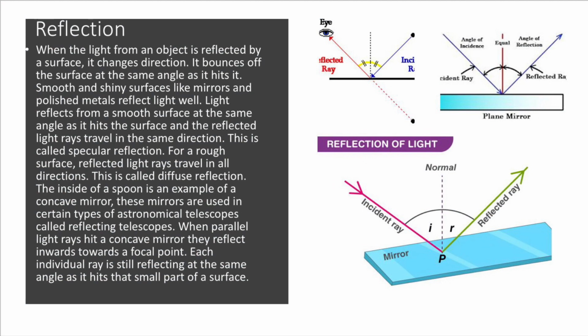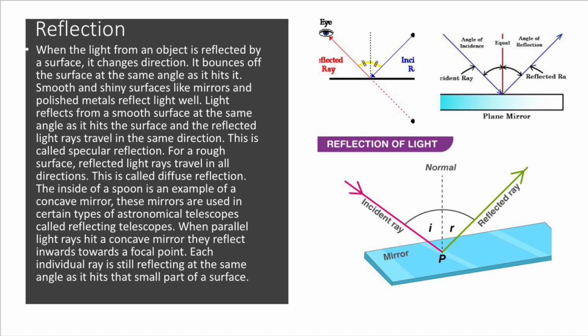Reflection. When the light from an object is reflected by a surface, it changes direction. It bounces off the surface at the same angle as it hits it. Smooth and shiny surfaces, like mirrors and polished metals, reflect light well. Light reflects from a smooth surface at the same angle as it hits the surface, and the reflected light rays travel in the same direction. This is called specular reflection.